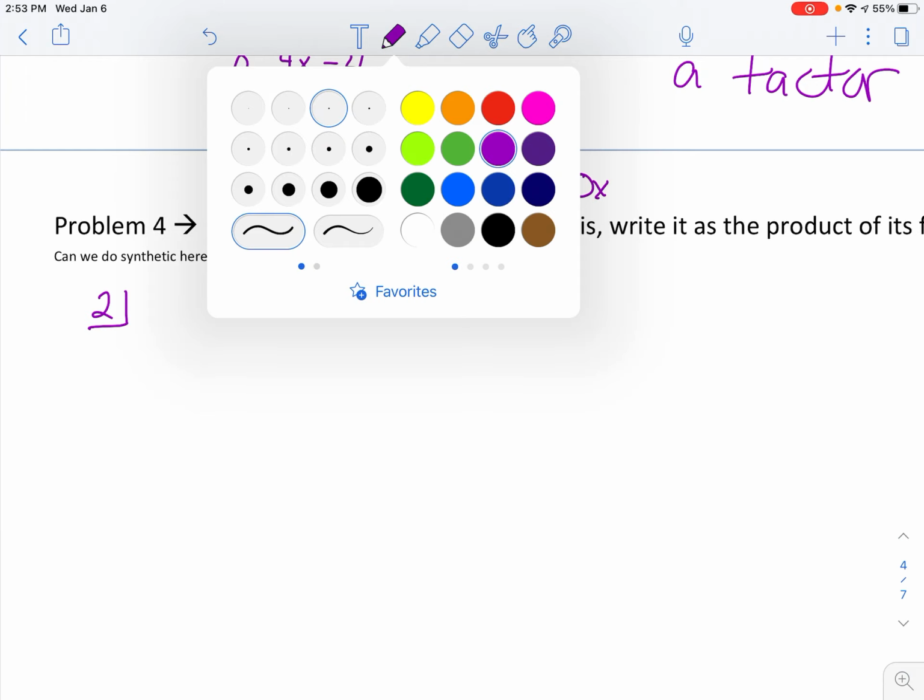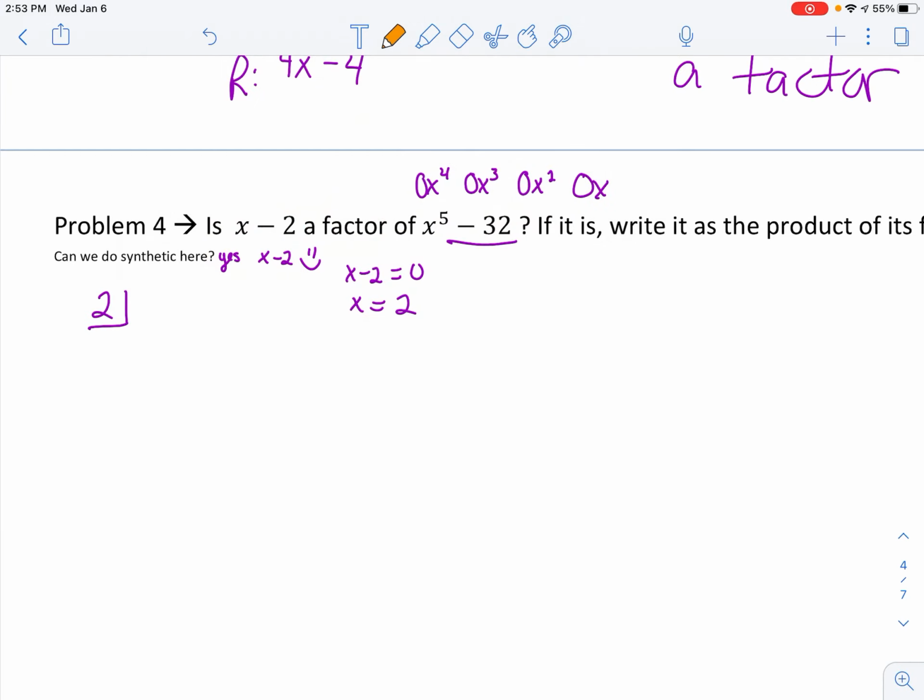So watch me set up synthetic division. I'll change my color so it doesn't blend in. I'm even going to move this down so I have a little more room. So I have a 1 in front of my x to the 5th. I have a 0 in front of my x to the 4th, a 0 in front of my x to the 3rd, a 0 in front of my x squared, a 0 in front of my x, and my constant is negative 32. If you're wondering, do you need all those zeros? Yes, indeed you do.